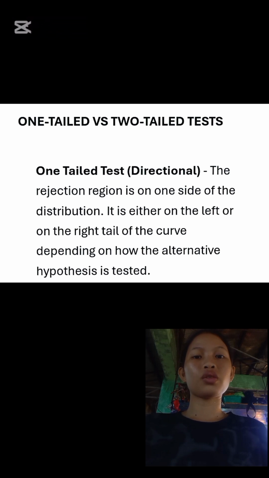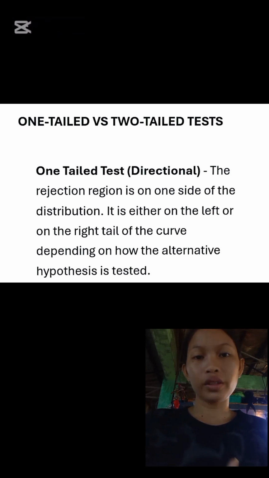So one-tailed tests are directional. The rejection region is on one side of the distribution. It is either on the left or on the right tail of the curve depending on how the alternative hypothesis is tested. So, when your alternative hypothesis has the symbol greater than or less than, that is a directional test. That is a one-tailed test.